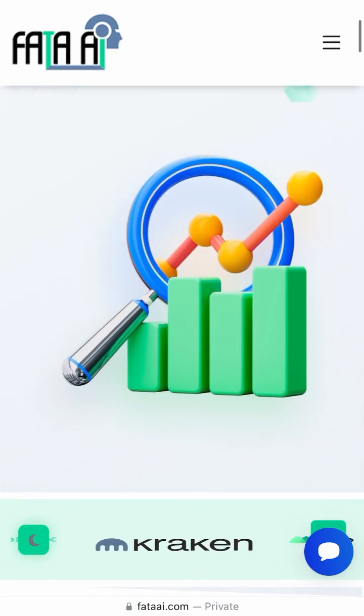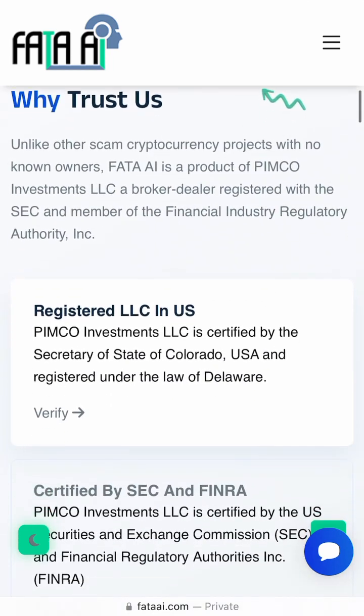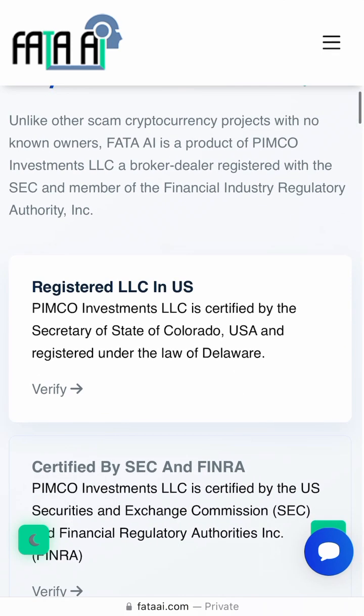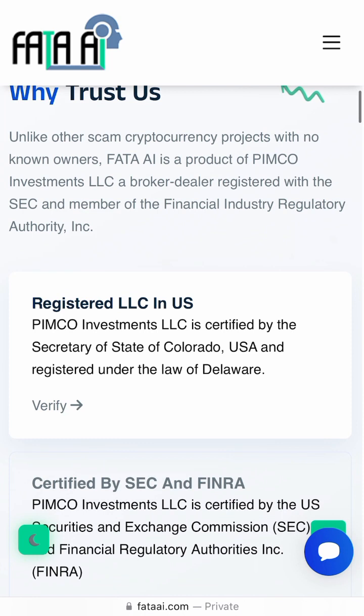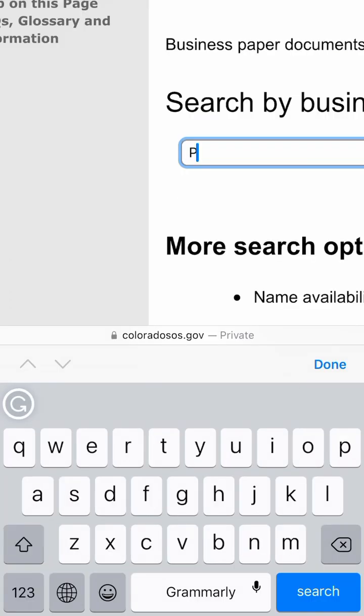Why do I trust Fata? The reason I trust Fata is because, number one, from what I saw here, Fata is a known brand, owned by a company, not like all these other crypto projects with no known owners. They are just there. But here, Fata is registered under a company, and the company is verifiable. The company name is PIMCO Investments.